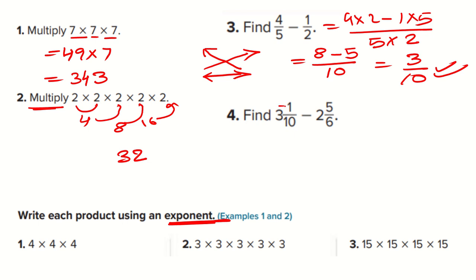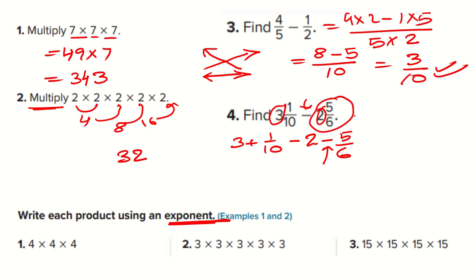What's that way? You just write these whole numbers separately. It can be 3 plus 1 over 10 minus 2 minus 5 over 6. Why have I written minus here? Because here it is minus. So after that the complete fraction will be negative. If you don't like this method, then you can simplify by the direct way also. First you will convert into an improper fraction and then you will subtract like in question number 3.